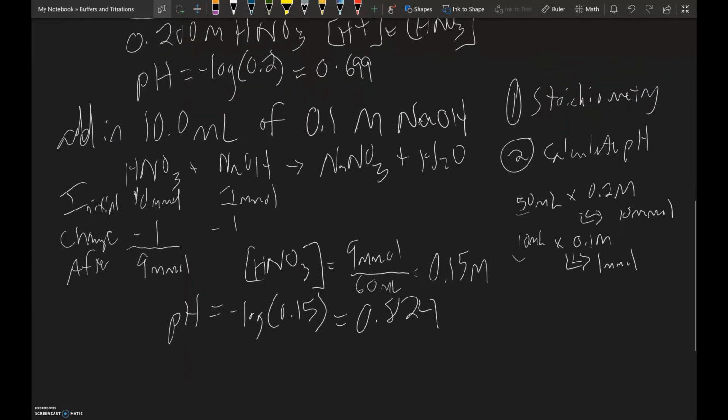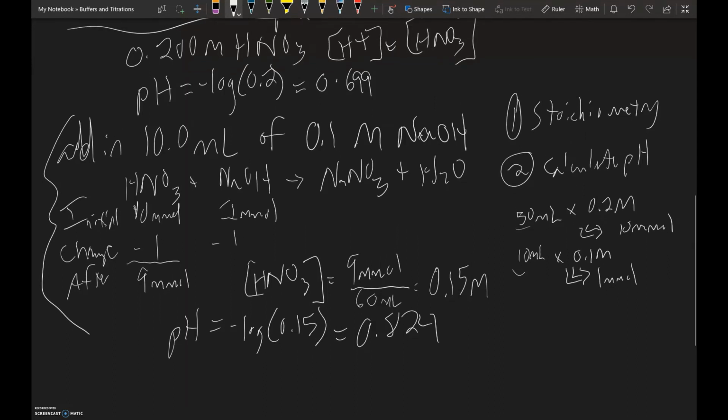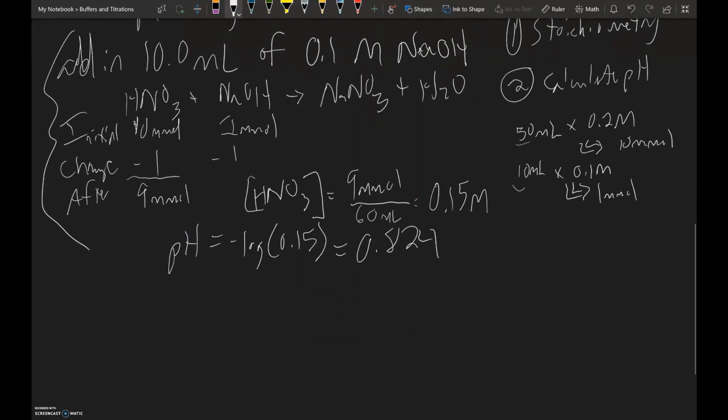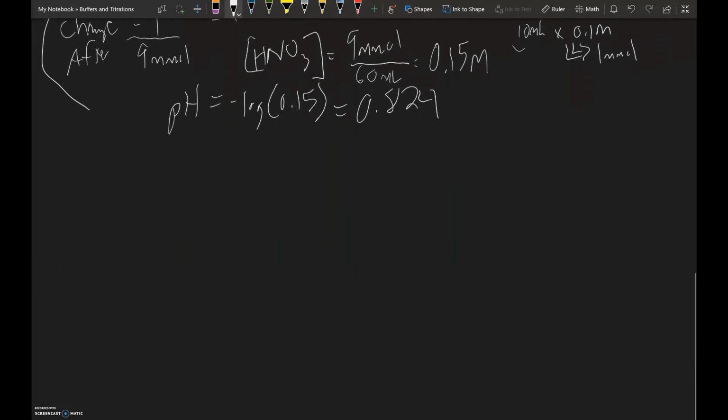So this example that we just did here represents a typical titration problem where we just have to take the information given to you. In this case, we have 10 mils of a 0.1 molar solution added into the 0.2 molar solution of nitric acid. Now, another problem would be where if we were to add in 100 mils of 0.1 molar sodium hydroxide.